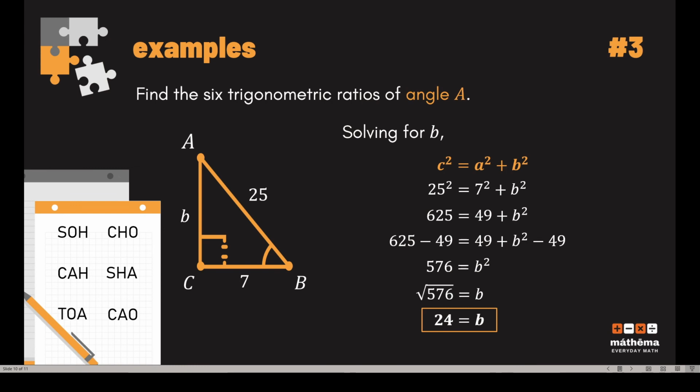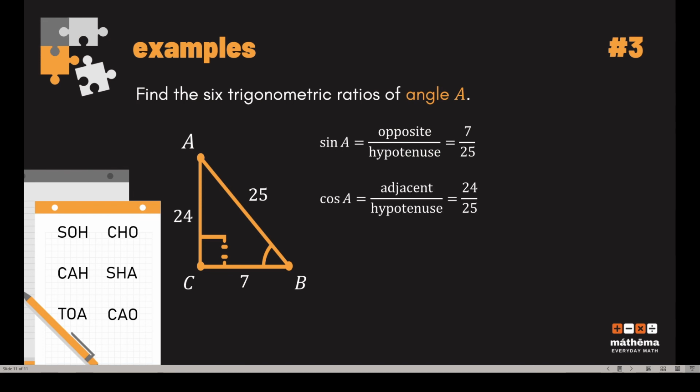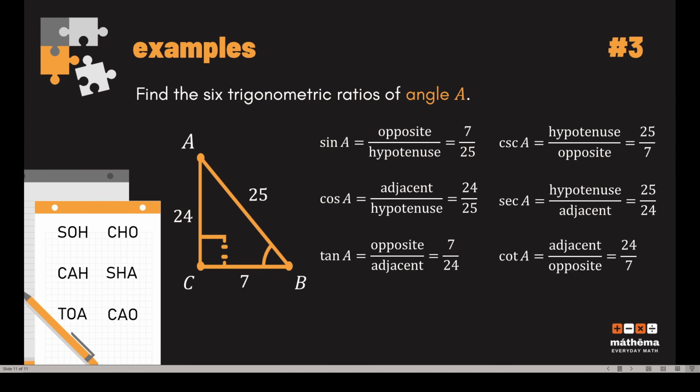So if B is equal to 24, we can now solve for the 6 trigonometric ratios of angle A. We have the sides of the triangle, 25, 24, and 7. So sine A, opposite over hypotenuse, 7 over 25. Cosine of A, adjacent over hypotenuse, 24 over 25. Tangent of A, opposite over adjacent, 7 over 24. Cosecant of A, hypotenuse over the opposite, 25 over 7. Secant of A, hypotenuse over adjacent, 25 over 24. And the last one, cotangent of A, adjacent over opposite, is equal to 24 over 7.